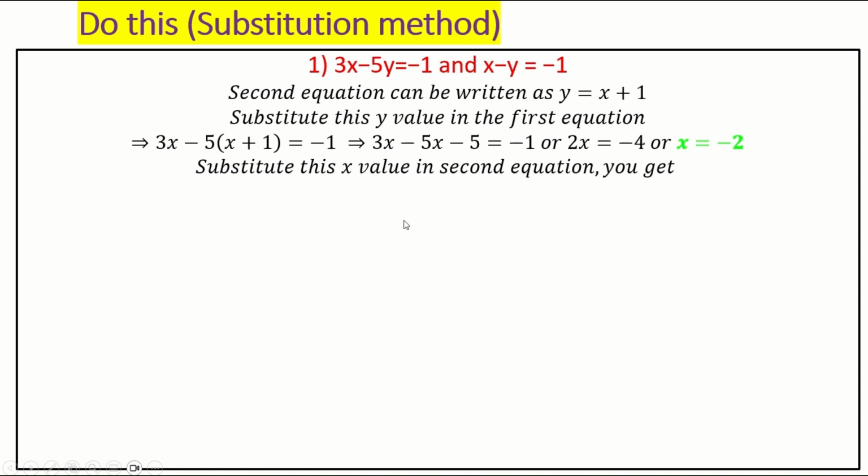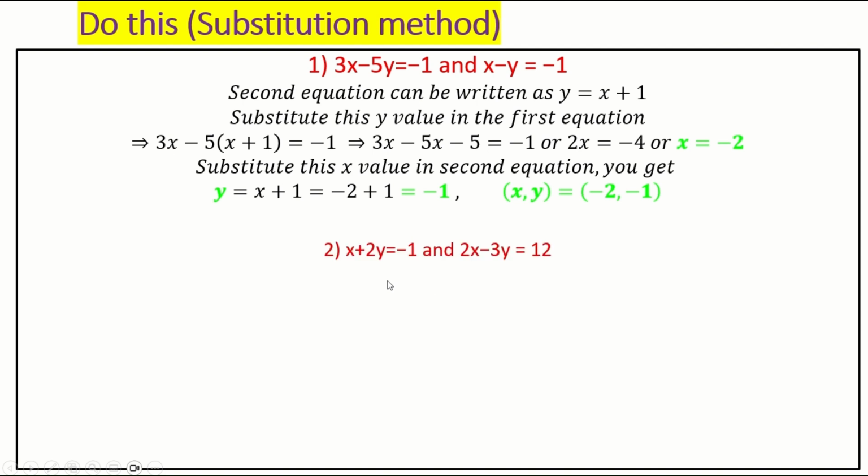You substitute this value in the second equation, which is simple. So y equal to x plus 1. So y equal to minus 2 plus 1, which is minus 1. So x comma y is minus 2 comma minus 1. So in this method, you don't need to do graph drawing, all that. So this is a better method and more accurate values you will get compared to the graph method.